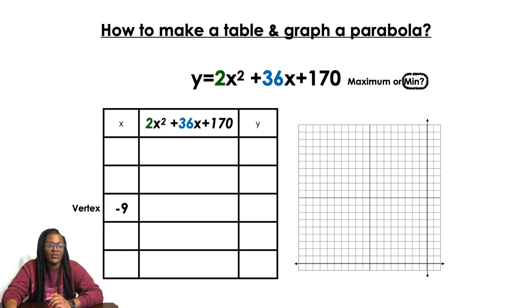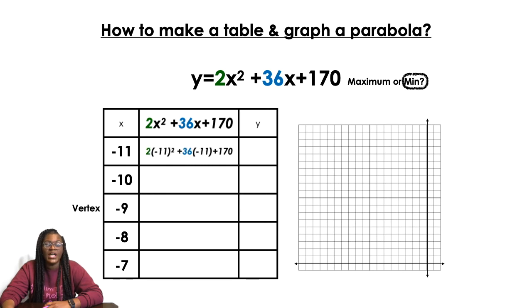I'm filling in my table. My vertex, we already found the vertex. So it's negative 9. So we're going to go ahead and put that in the middle of the table. I cannot stress that enough. In the middle, in the middle. And then find the two numbers to the right of 9 on the number line, and find the two numbers to the left of 9 on the number line. Voila!